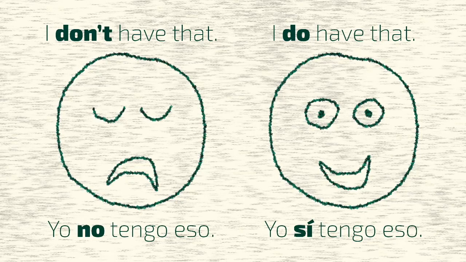So once again, compare the two sentences. Yo no tengo eso, and yo sí tengo eso. One is a negation, and one is an affirmation. And the words no and sí are used exactly the same way at the same spot in the sentence. We'll practice that one more time with the question that we used earlier. You don't know it, or no lo sabes. Now let's switch it around. You do know it is sí lo sabes.